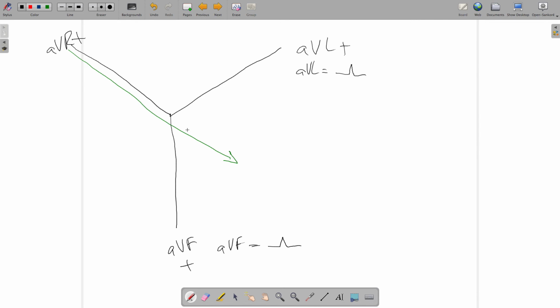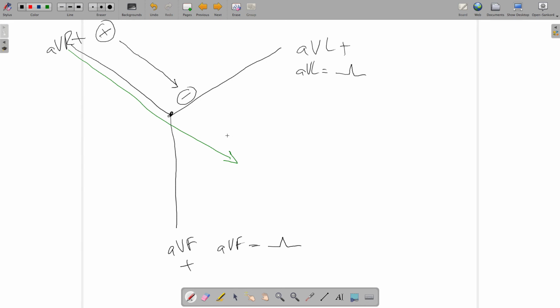The reason for that is because this green arrow is moving in the direction of the positive electrode as opposed to moving up in the opposite direction. Now let's take a look at AVR here. AVR is this positive electrode here. We're going to call this the negative terminal over here, even though it's really a 0. This is Wilson's central terminal. And now this green arrow is doing this. So take a moment to think about what you think AVR should look like. If you want to pause the video, do that for a second.